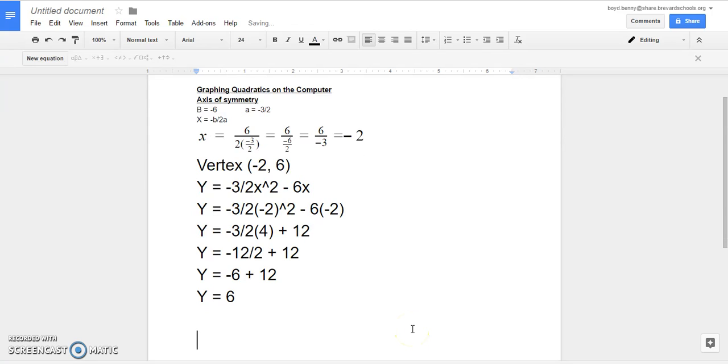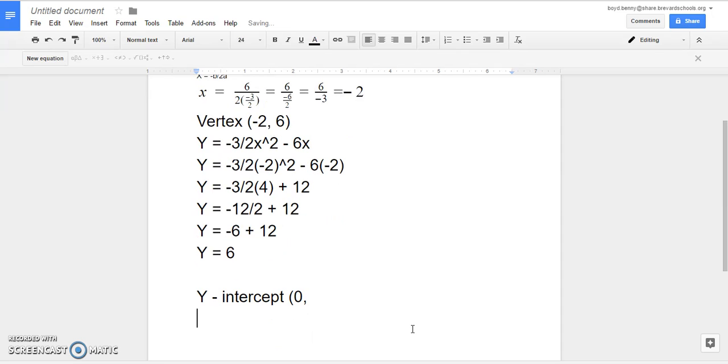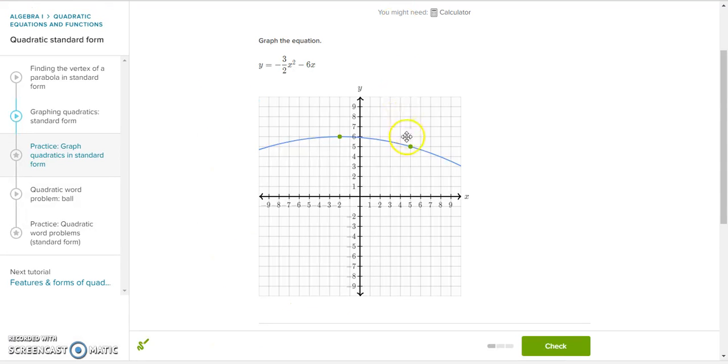Now the y-intercept is when x equals 0. So I'm going to plug 0 into my equation now. I'll just copy this down and change this to 0. And when I simplify this, I find y equals 0 minus 0, which simply equals 0. So my y-intercept is at 0 comma 0. Okay, let me go back to my graph. I'll plot that at 0 comma 0.